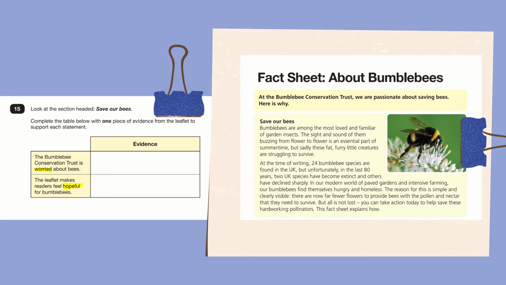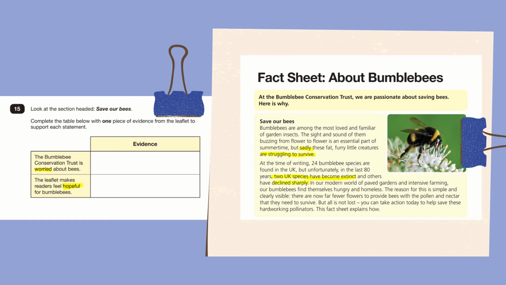Save our bees. Bumblebees are among the most loved and familiar of garden insects. The sight and sound of them buzzing from flower to flower is an essential part of summertime. But sadly, these fat, furry little creatures are struggling to survive. That's quite worrying, isn't it? At the time of writing, 24 bumblebee species are found in the UK. But unfortunately, in the last 80 years, 2 UK species have become extinct and others have declined sharply.